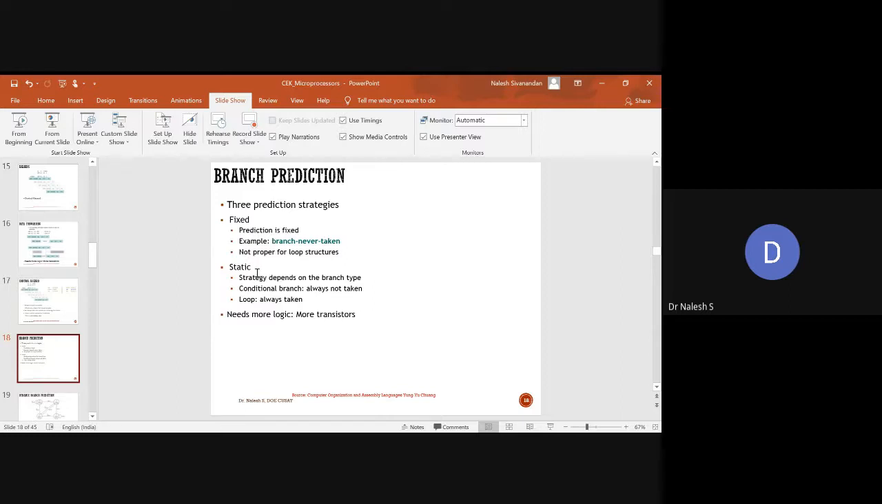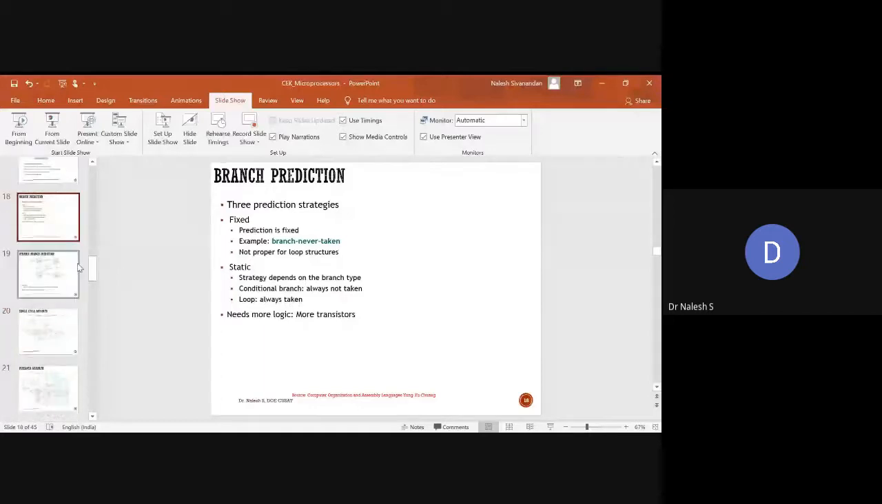Then you have static prediction, where for loops you will have some type and for conditionals, that is for if statements, you have some other type. For an if statement, you always take the not-taken branch. For loops, you always take the taken branch, something like that. Again, it is static. This prediction is going to take more logic. You have to implement the flush, and you have to implement how to compare the results, etc.